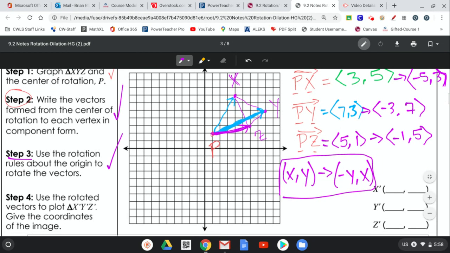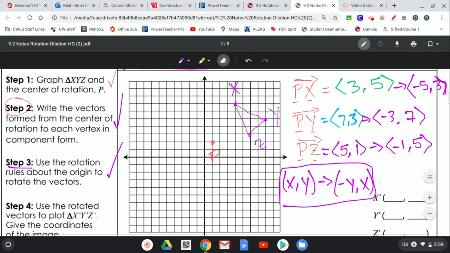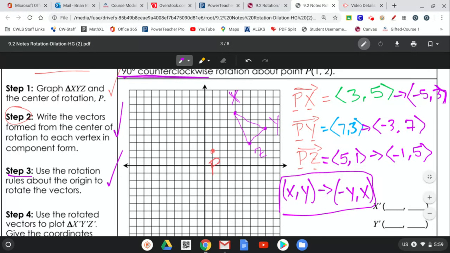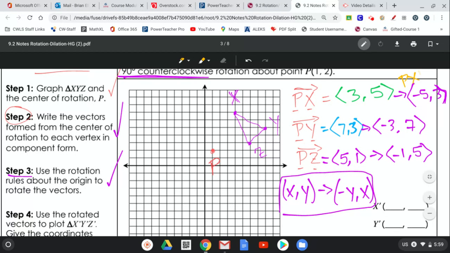And what we're going to do is, it says use the rotated vectors to plot x prime, y prime, and z prime. So I'm going to erase all our vectors that we just wrote down. And we are going to plot our new vectors. So P to x prime, that's where this one up here is going to be. This one is going to be P to y prime. And this one is going to be P to z prime.